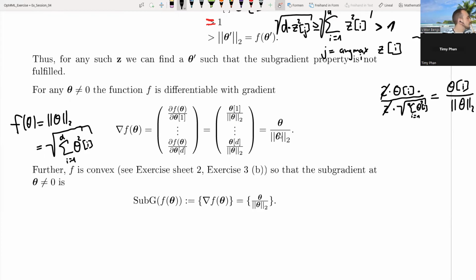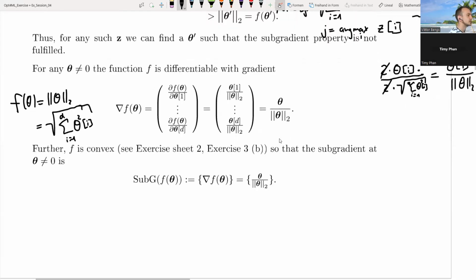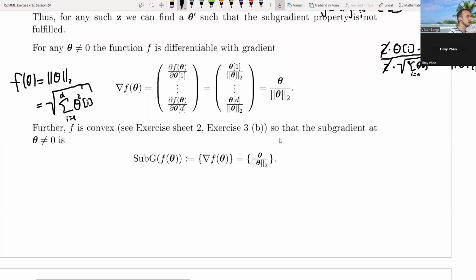And you see here why the theta equals 0 case is critical, because if we would look at the case theta equals 0, well, here we would divide by 0, essentially. This is the problem there, which is not happening if we look at the squared Euclidean norm, by the way.